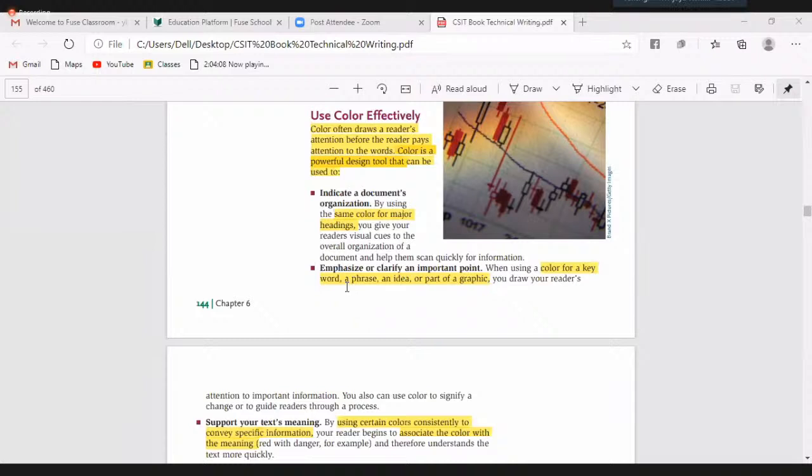Emphasize or clarify an important point. We can also use color to put emphasis on an important point or to clarify an important point. Here we can use color for a keyword, important word, key phrase, important phrase, key idea, important idea, or key part of a graphic. In order to put emphasis on these things, we can use colors.